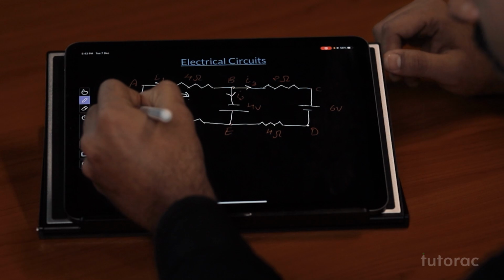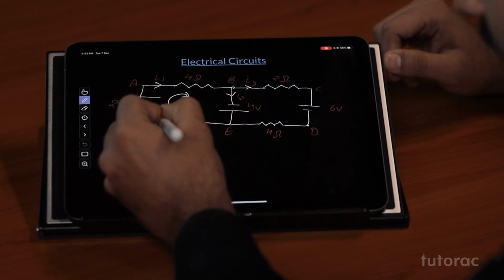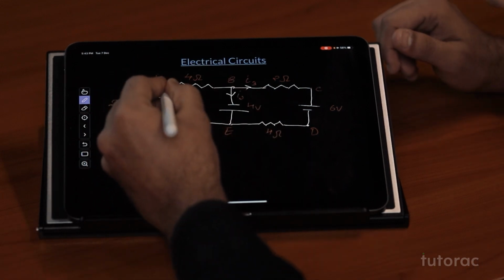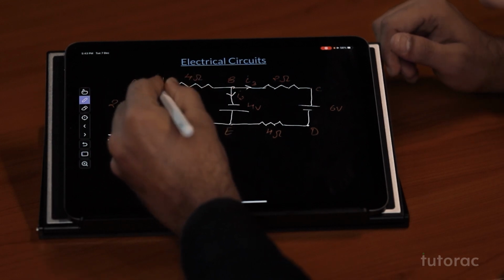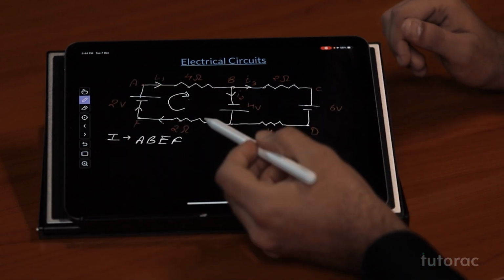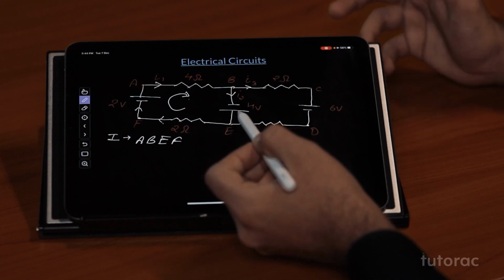So here we also have I1. Here we have I2. And here, I don't know. We have, let's say, I1 only because it's connected thrice. So here we have I1 in these three conductors. In these three conductors, we have I1 and here we have I2.